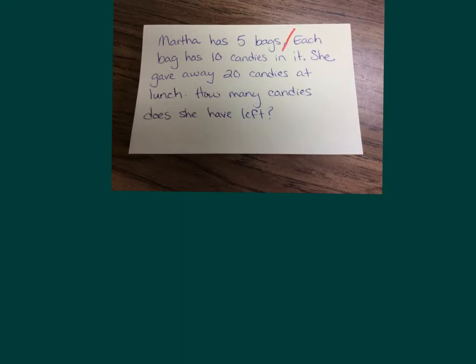I'm going to chunk here, and I'm going to circle 5 bags. Each bag has 10 candies in it. Again, I'm going to chunk, and I'm going to circle 10 candies. She gave away 20 candies at lunch. Chunk. I'm going to circle gave away 20 candies.